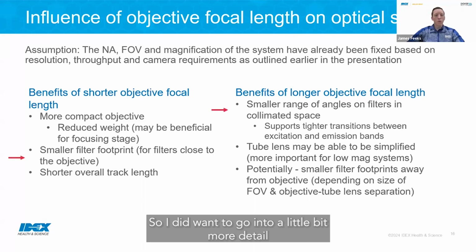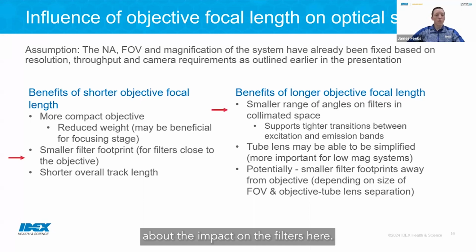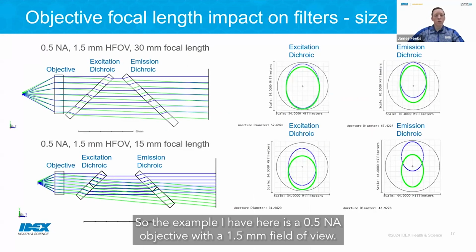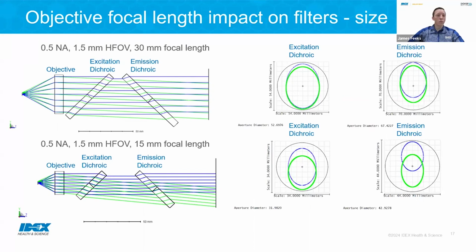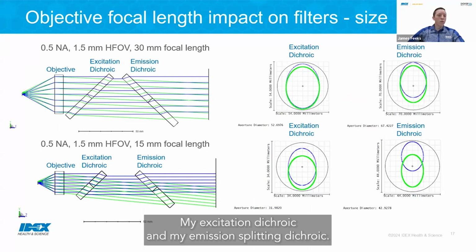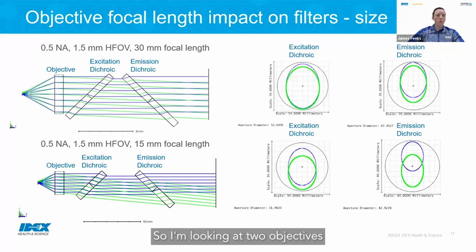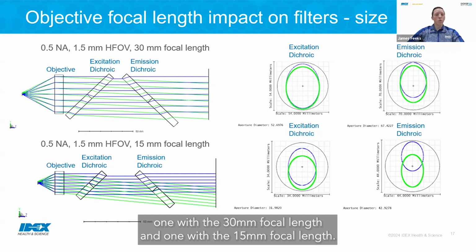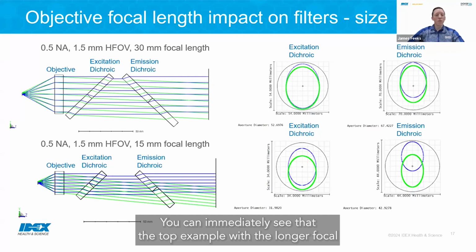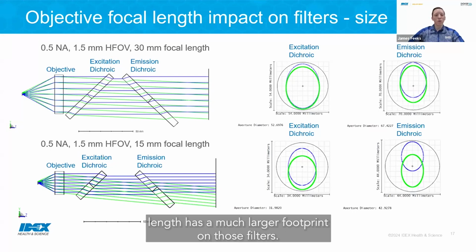So I did want to go into a little bit more detail about the impact on the filters here. The first is looking at that filter footprint, right? The example I have here is a 0.5 NA objective with a 1.5 millimeter half field of view. And I have two filters in that space, my excitation dichroic and my emission splitting dichroic. So I'm looking at two objectives, one with a 30 millimeter focal length and one with a 15 millimeter focal length.